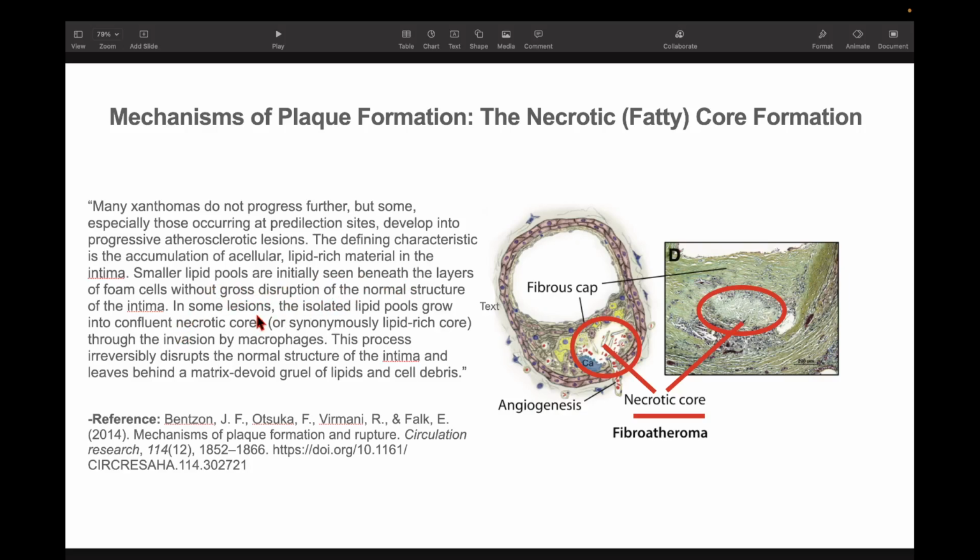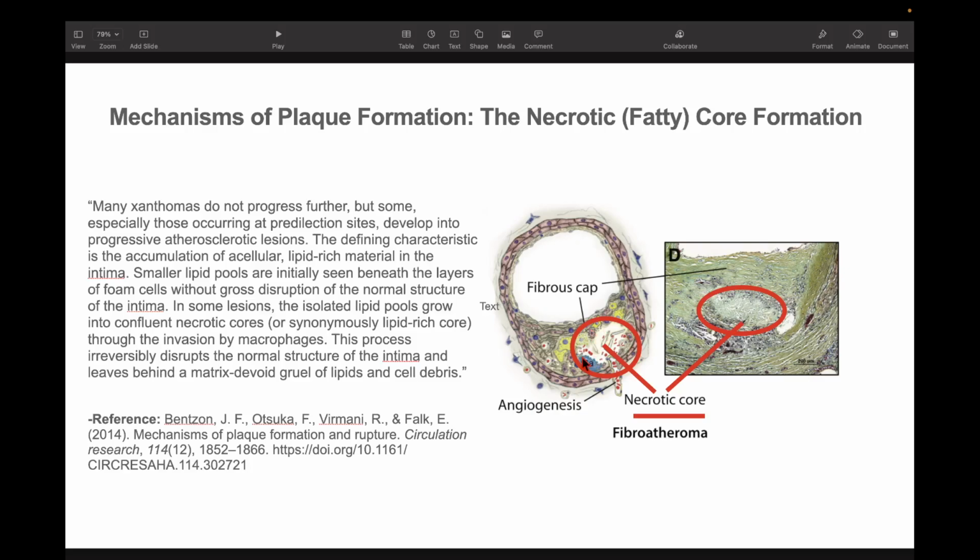In some lesions, the isolated lipid pools grow into confluent necrotic cores, or synonymously lipid-rich cores, through the invasion by macrophages. This process irreversibly disrupts the normal structure of the intima and leaves behind a matrix-devoid gruel of lipids and cell debris. So this necrotic core you're seeing here is literally just fatty acids with no cellular component, no living cells there, just dead cells hanging out. And this is a more advanced progression of the disease process, and this starts to disrupt the actual arterial structure.